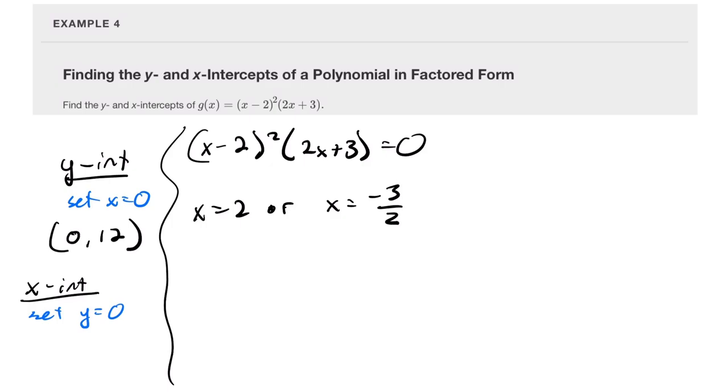All right. Okay. So our x-intercepts should be 2, 0, and -3 halves, 0.